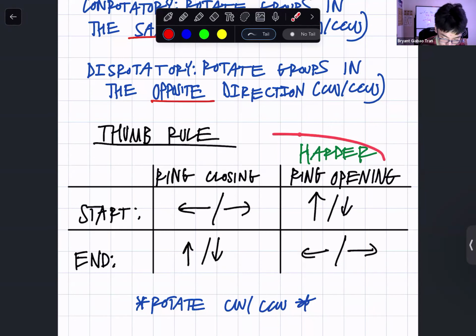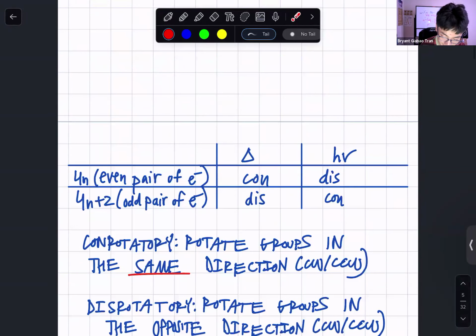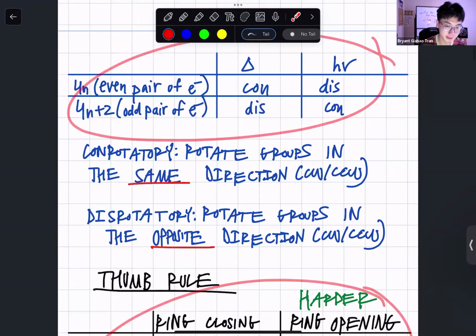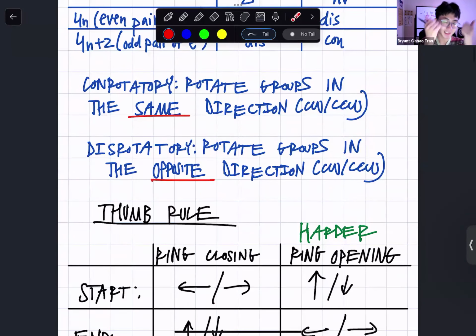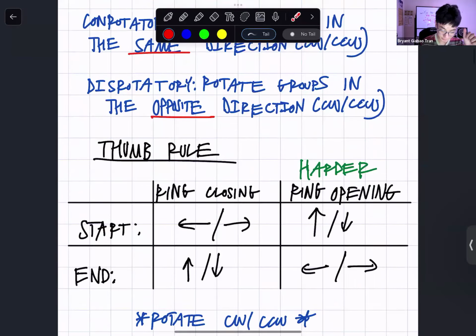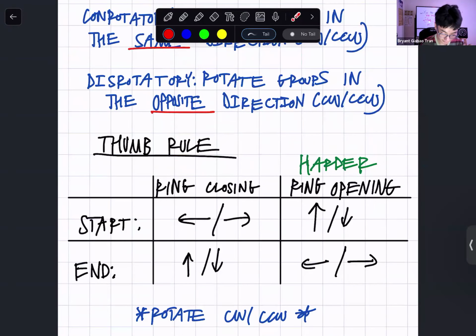Just make sure to practice with this though, because sometimes I have a hard time figuring out what direction is clockwise, what direction is counterclockwise. And make sure to start your thumbs up or down, where ring opening here is going to be harder than ring closing, because in ring opening, there's a hidden pair of electrons that are resonating, that are reacting in the reaction, and there's also major and minor product, right?